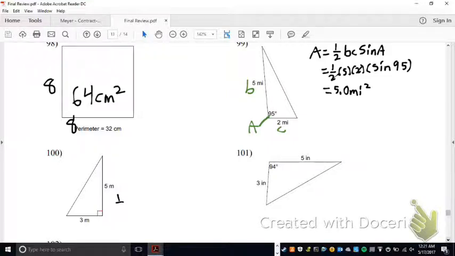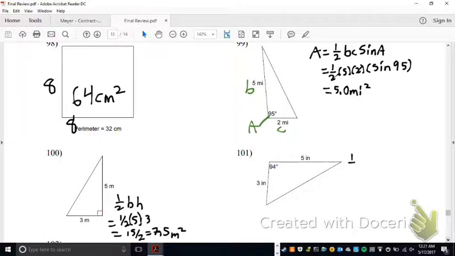Now the sine of 95 is just under 1, so it actually rounds up to 5.0. So 4.98. 100. 1/2 base times height. 1/2 5 times 3. 15 divided by 2 or 7.5.